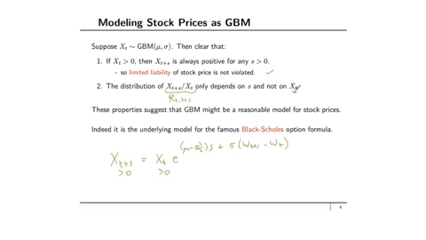So again, this is another nice property that geometric Brownian motion has that is generally reflected in stock prices as well. So these two properties suggest that geometric Brownian motion might be a reasonable model for stock prices, and indeed, geometric Brownian motion is the underlying model for the famous Black-Scholes option formula that we will also see in this course.